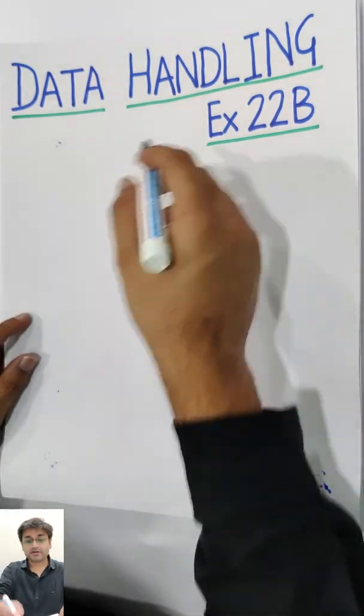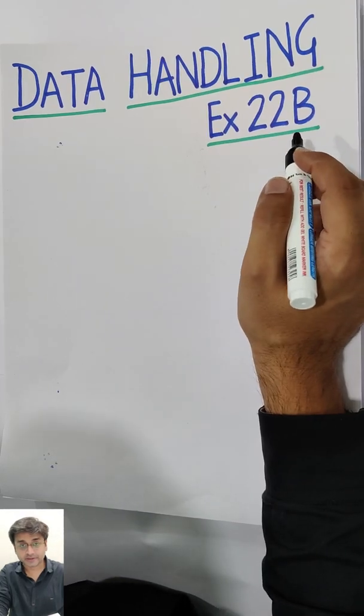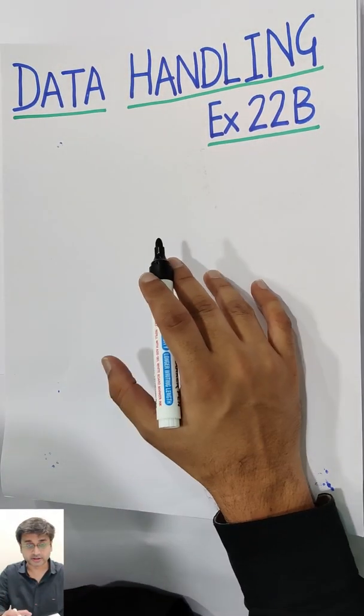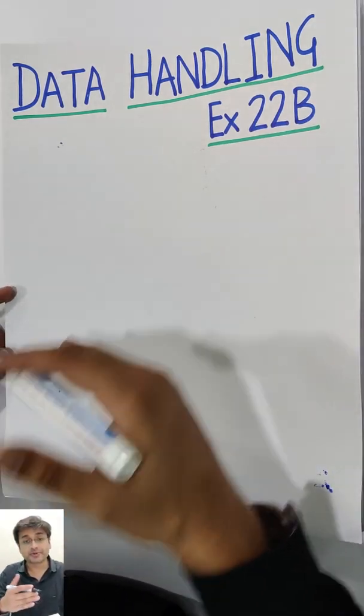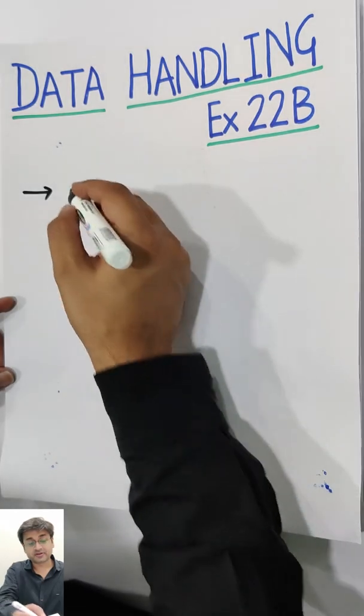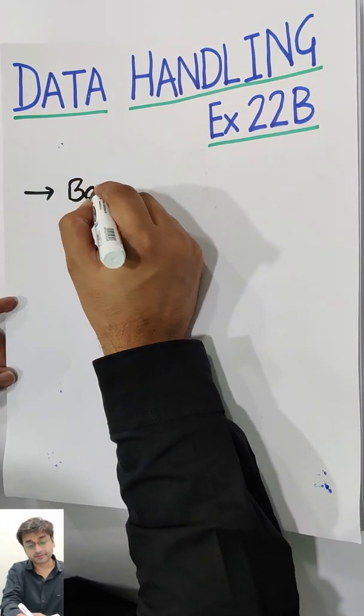Hi, we are getting into data handling exercise 22B. In the previous video in 22A, we understood how to sort the data. Now we are going to understand how to present the data. So how to present the data, there are different types. First type would be a bar graph.